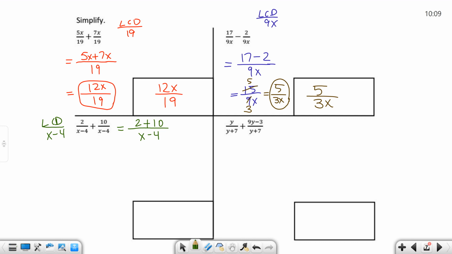The 2 wouldn't change anyway unless there was something in front of it, and here we're not doing that. So then we have 2 plus 10, which is 12 over x minus 4. Now, we have to be careful here. x minus 4 is how many terms in the denominator? It's 2. This is the first term and this is the second term.